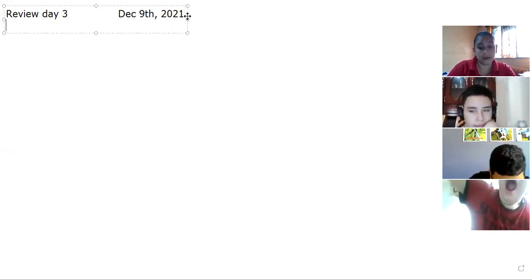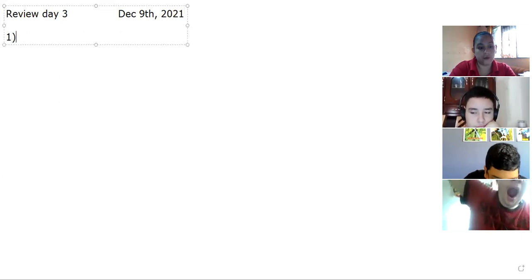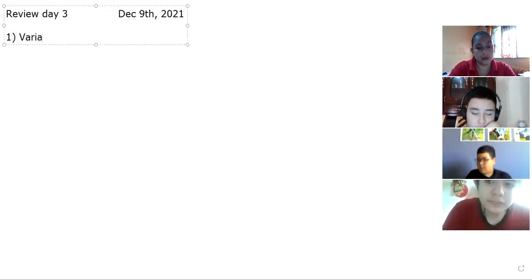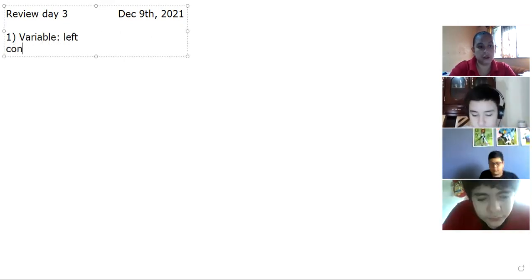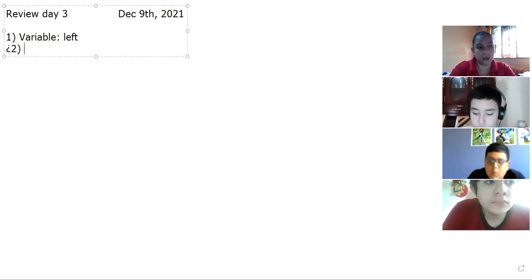Remember, we have 3 specific rules. The first one says that variables should go on the left. Constants should go on the right. That would be rule number 2.